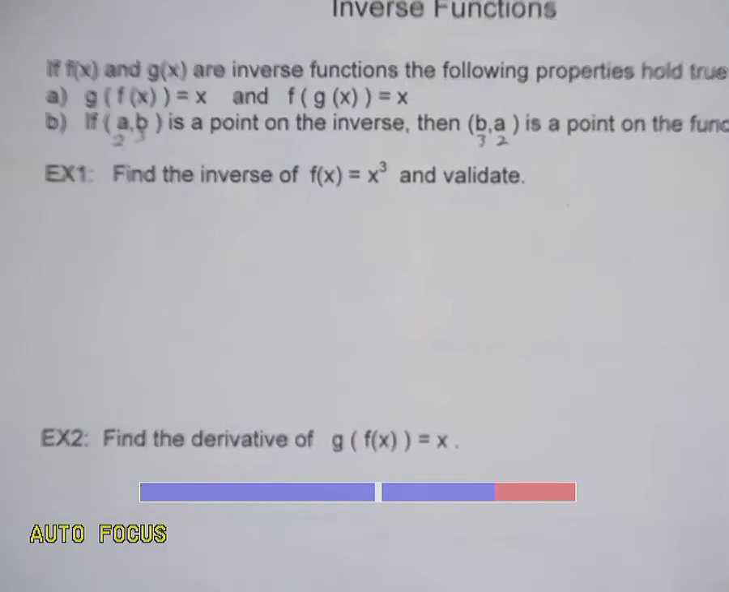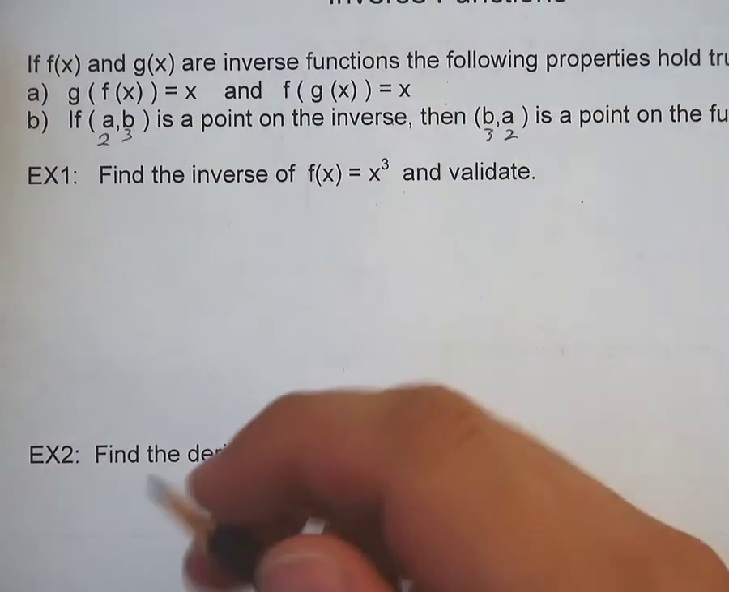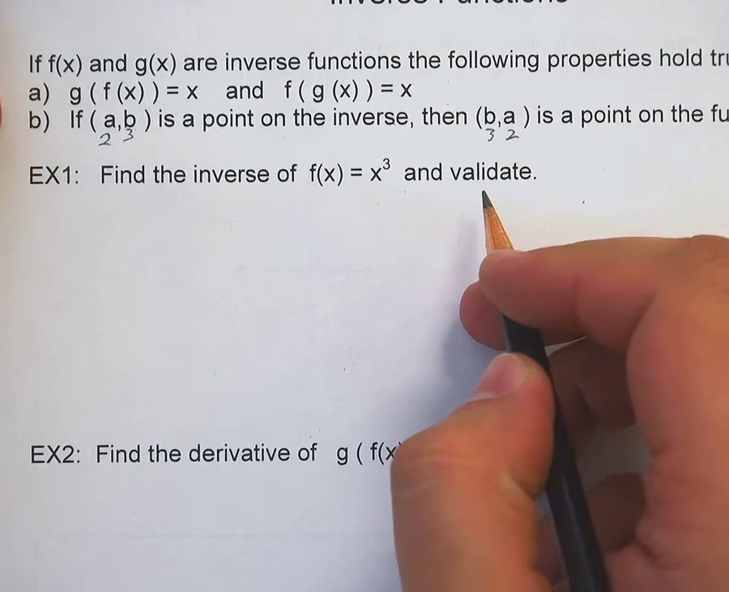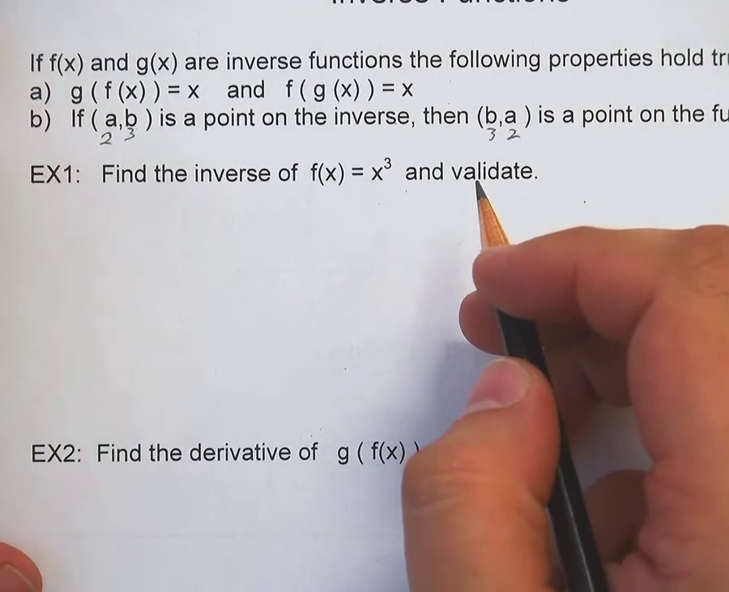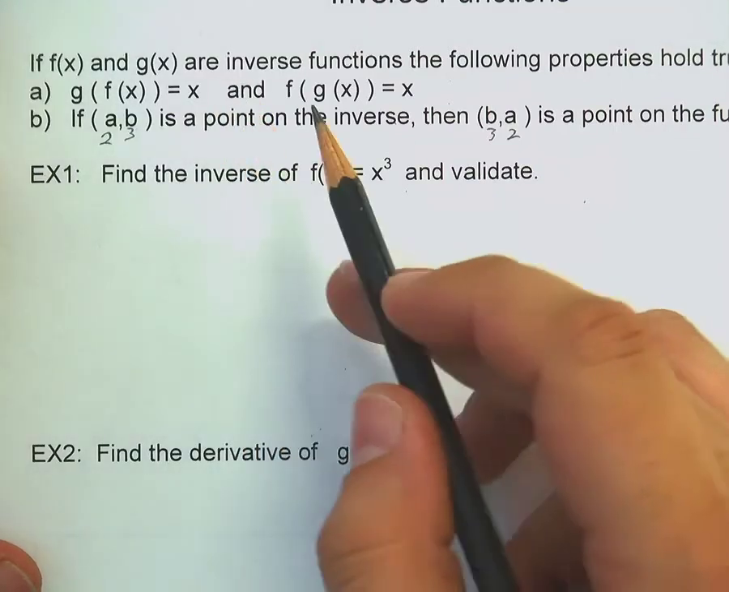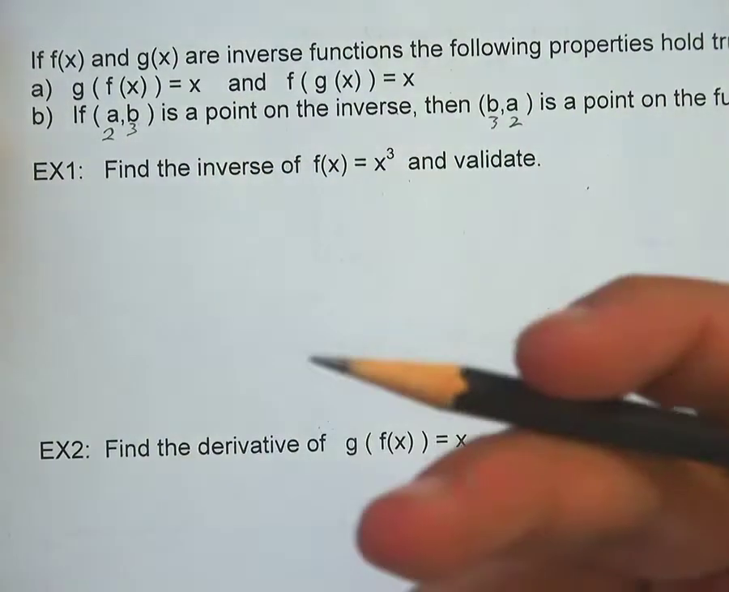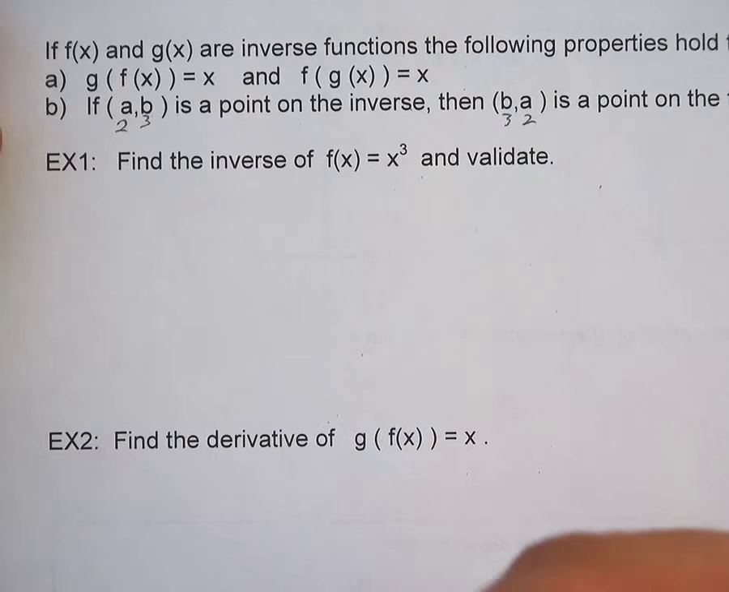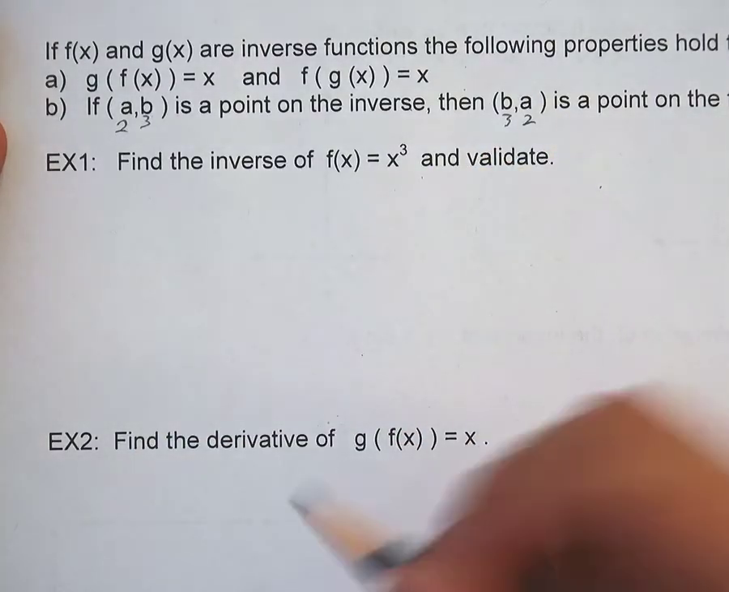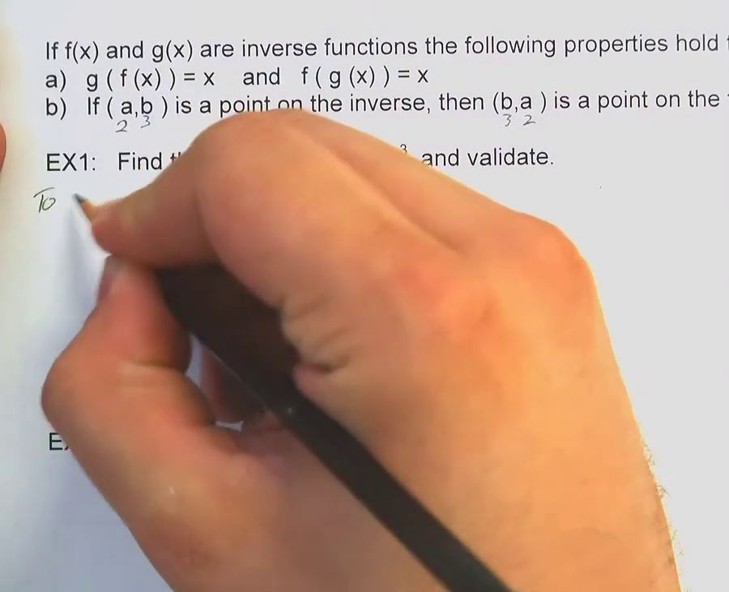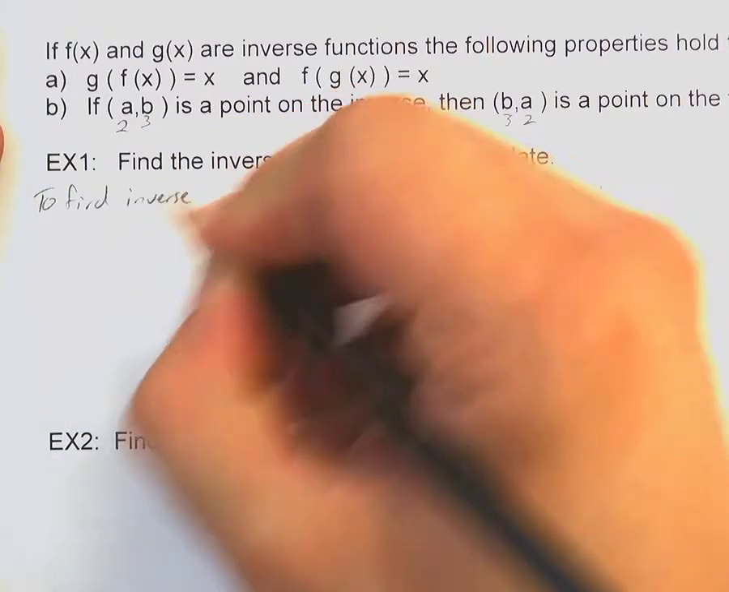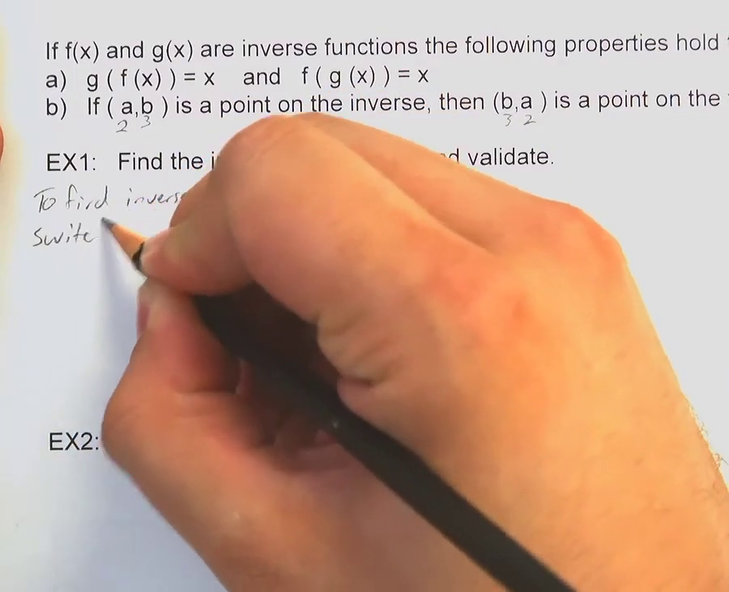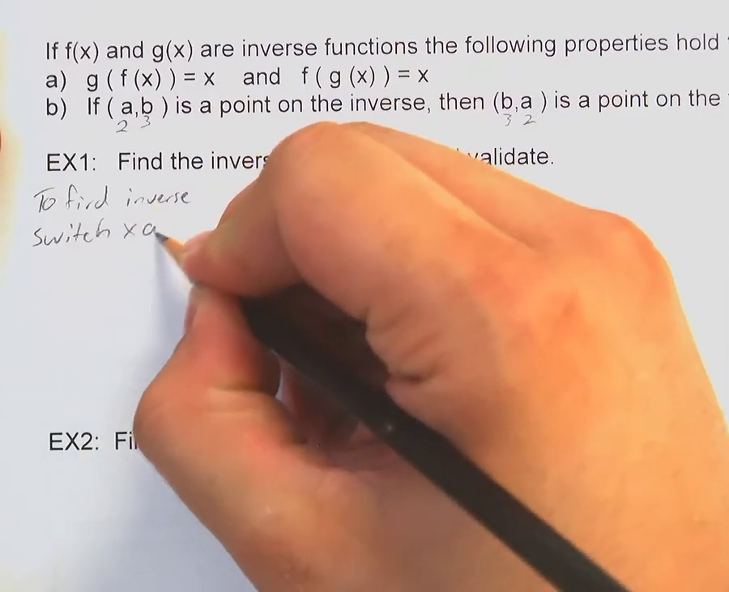Then we get into example 1 here. It says, find the inverse and validate. Well, validate means show that one of these two things happens. Either A or B has to happen. That's our validating. So it's a three-step process here. First, to find the inverse, you know that we switch x and y.